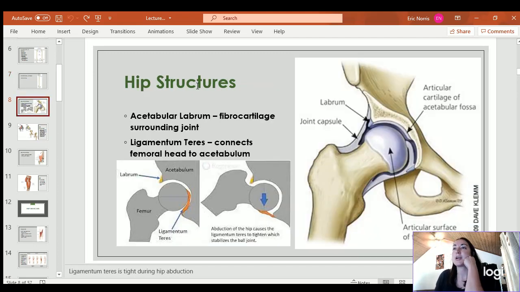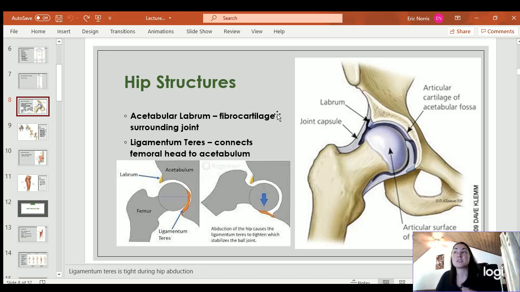Okay, so for our hip structures, we have the labrum. It's called the acetabular labrum if we're talking about the hip, and then the glenoid labrum if we're talking about the shoulder. So since we're on the hip, the labrum is that fibrocartilage. The fibrocartilage is the strongest cartilage versus the articular cartilage, which is the more smooth cartilage that makes everything move smoothly.